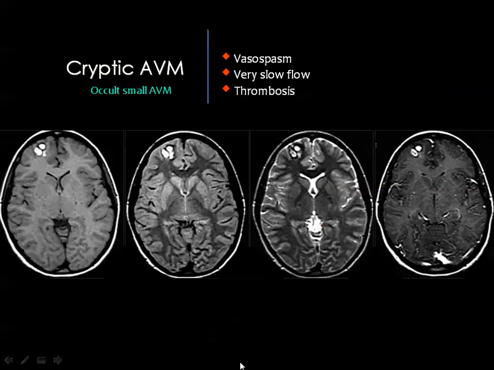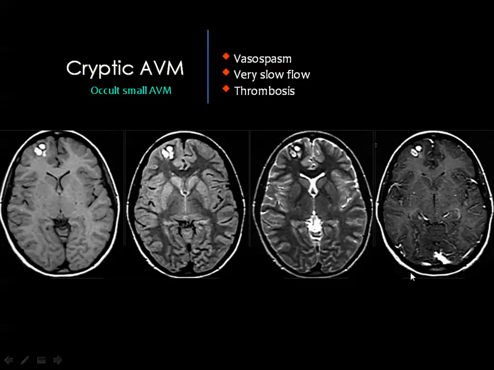Then a small partially thrombosed arteriovenous malformation is known as the cryptic AVM. And the cryptic AVM, by definition, is a small vascular malformation that has bled once and then became thrombosed.